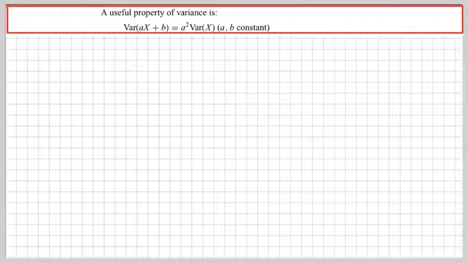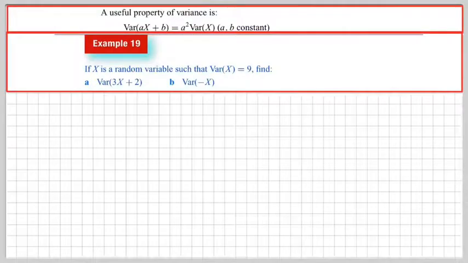Now, a useful property of variance, apparently, which I can't think of any reason you'd want to know, but we're given it, so I'm going to tell you what it is. The variance of some linear function of x, ax plus b, is a squared times the variance of x, where a and b are constants. I don't know where that came from, and I don't know how to prove it. I'm just reproducing it for you so that you can tuck that one away in your memory banks as well. In fact, there's an example here where we're going to use that, all right?